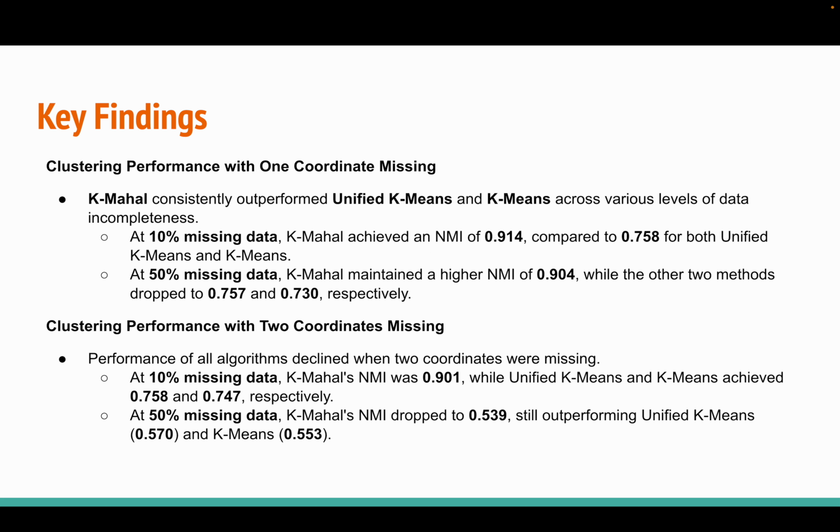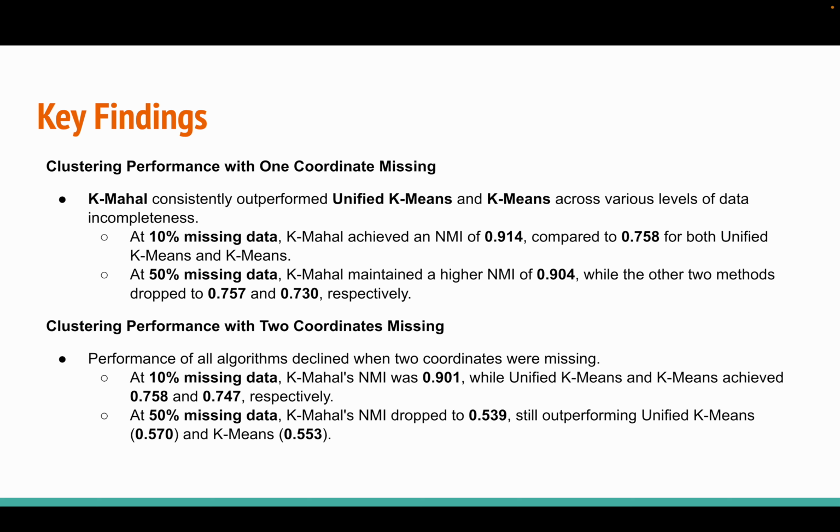So what was the finding? For the one coordinate missing values, K-Mahal consistently outperformed unified k-means, which is k-means with imputation, and k-means across various levels of data incompleteness. At 10% data, K-Mahal achieved NMI of 0.91 compared to 0.758 for both unified and normal k-means. And even at 50%, K-Mahal maintained a high NMI of 0.904, whereas the other two were pretty low.